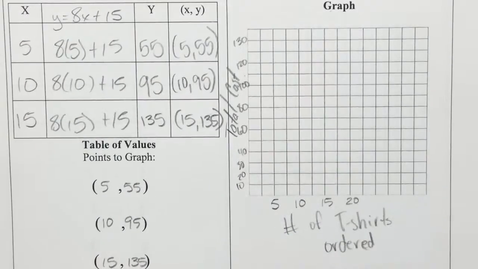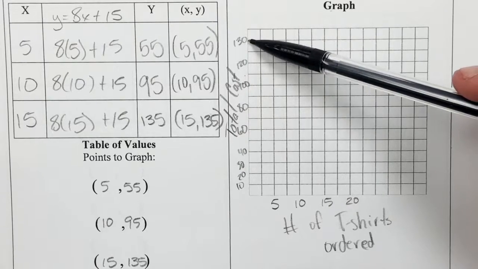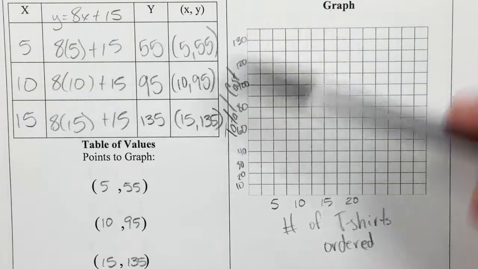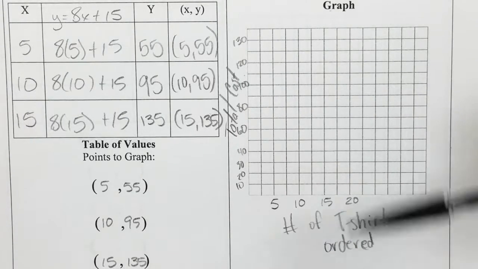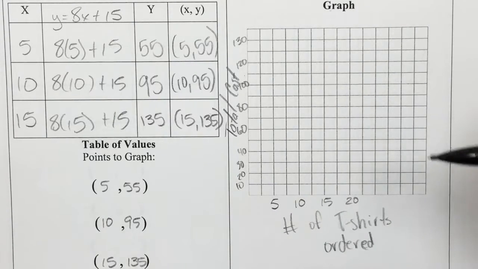Now you'll say, well, Coach, you didn't leave yourself enough room. We're going up by 10s. So this is 130. What would that be? 140. I'll get 135 in there. Okay. If I don't, then I'm going to have to erase and start over. In this case, I got it on there. I don't have to erase.